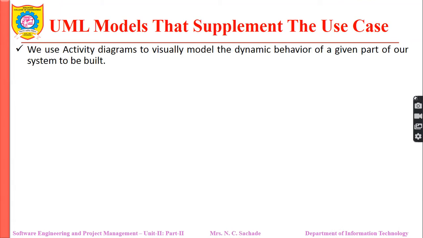So we are going to understand it this way. We use activity diagrams to visually model the dynamic behavior of a given part of our system to be built. Now let me give you a very simple example. My client has told me the requirement of keeping the system secure. So for that we are going to provide login functionality to the application. Now when we were talking about use cases, we had the actor as say end user and the use case was to log in into the system, or if we go into detail we would say enter username, enter password and click on the login button.